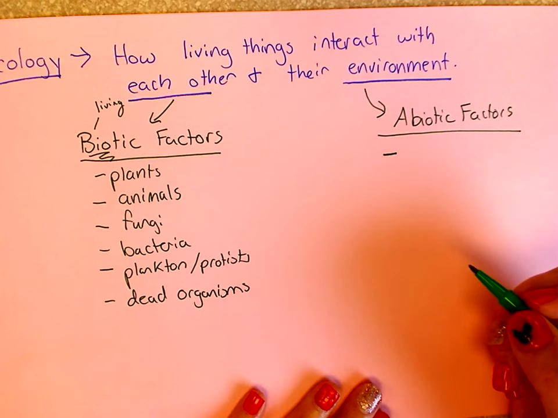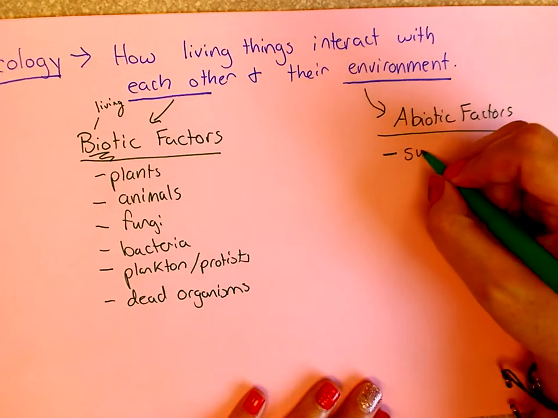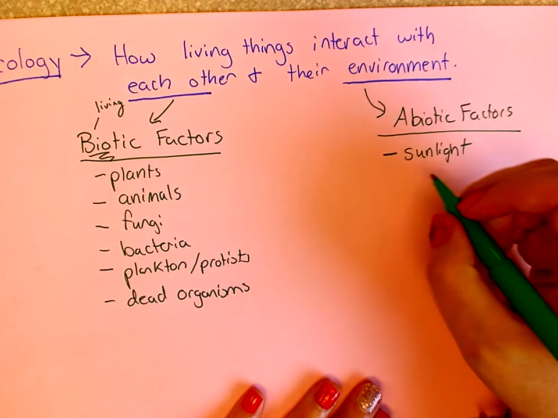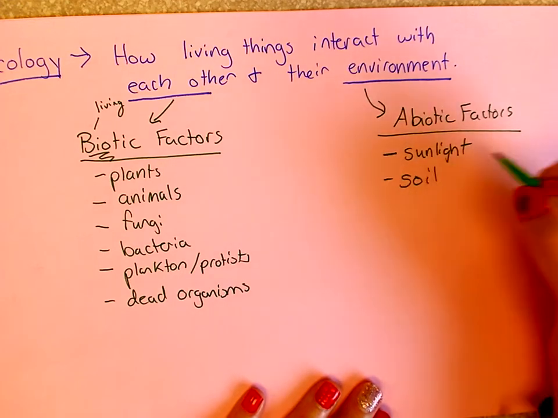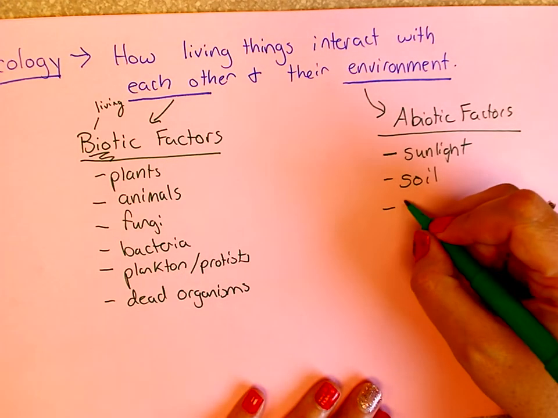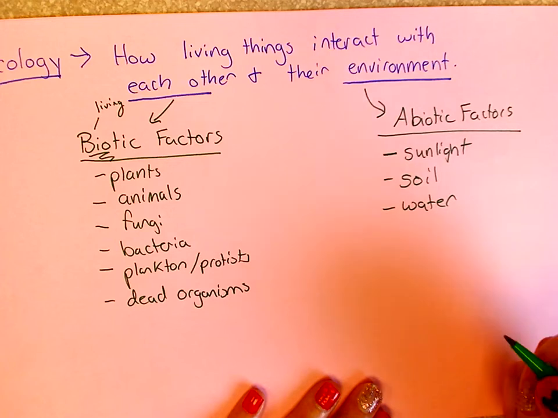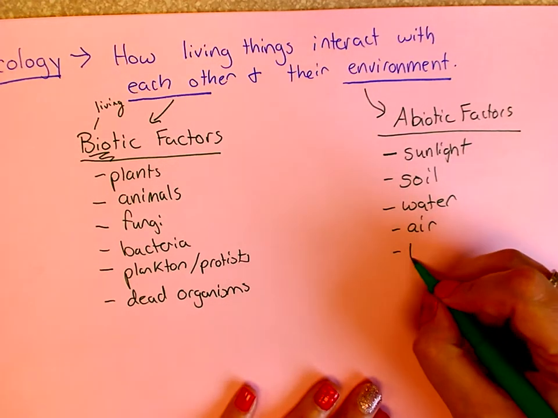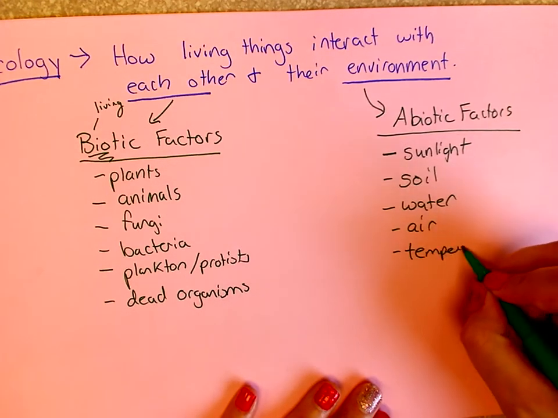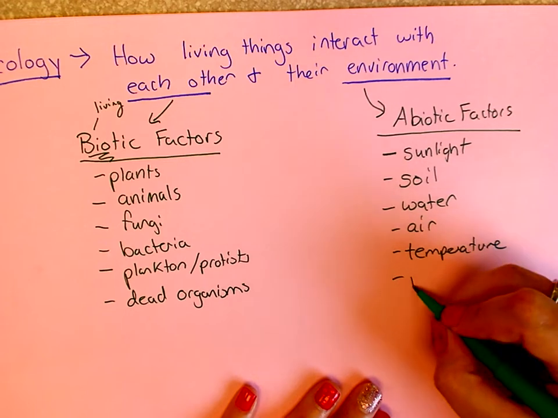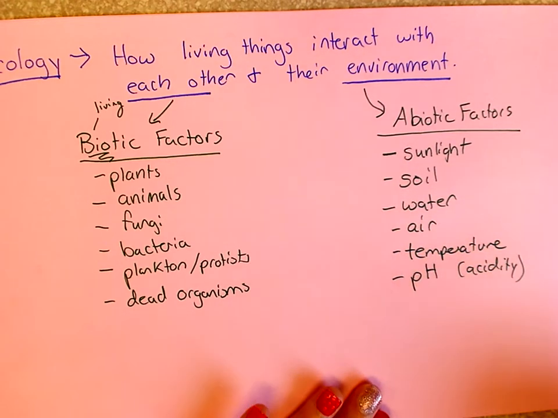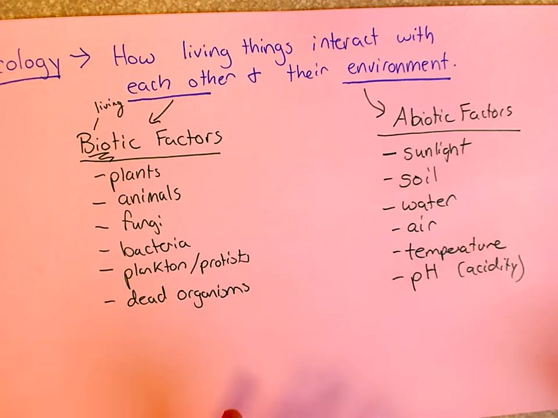These types of factors include things like sunlight, which is going to be very important, and we'll see here in a minute. Soil, obviously not alive. Water, and air. And this could even be things like temperature, pH, which is acidity. When we look at things like a pond or a marine ecosystem, that's going to be something very important.